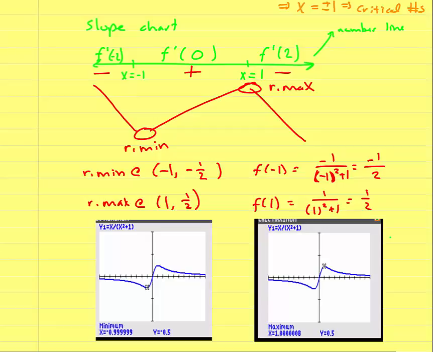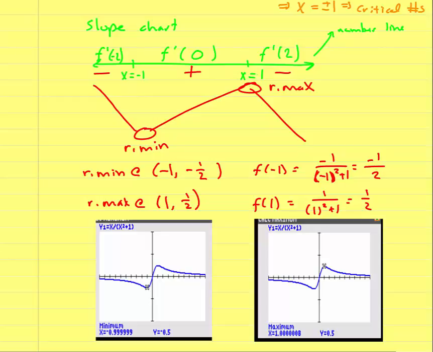As you find critical numbers, you put them in a slope chart, which is basically a number line, and then you test the points and you say, okay, well, what's going on with the slope of the tangent line? Is it positive or negative? And you can do this quick sketch, and then these are my relative maxes and mins as long as these points are defined for -1 and 1.